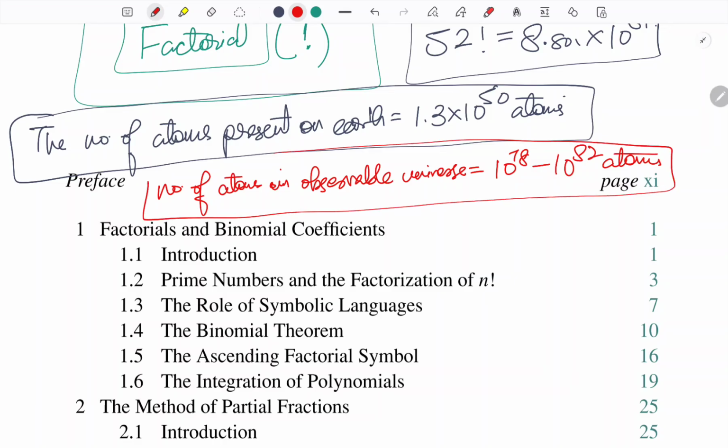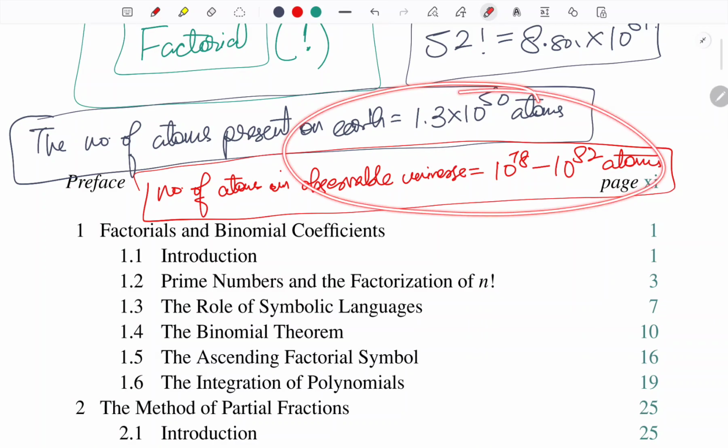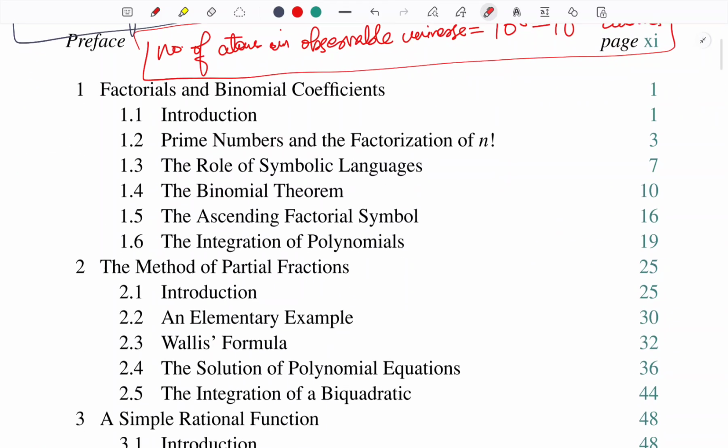So how can you imagine that? Well, I've talked about these two things, like the number of atoms, in a video, and if you want I can provide a link to that video. Okay, so I think we don't need to study more about factorials.